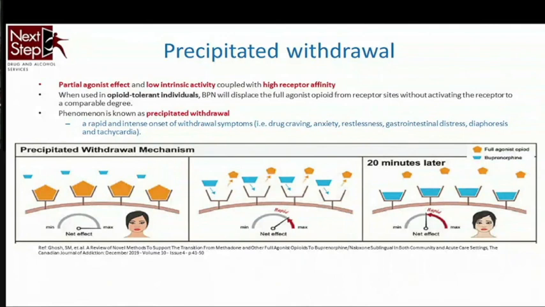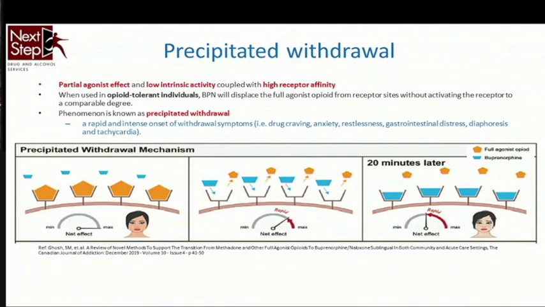So essentially, precipitated withdrawal happens because of buprenorphine's effects as a partial agonist, so it has lower intrinsic activity than full agonist opioids, but also the other really important thing is it has very high receptor affinity, as you would have gathered by now. So the phenomenon of precipitated withdrawal is basically a very rapid and intense onset of withdrawal symptoms. So all the symptoms that go with withdrawal: the cravings, anxiety, restlessness, diarrhea, tummy cramps, sweating, tachycardia.